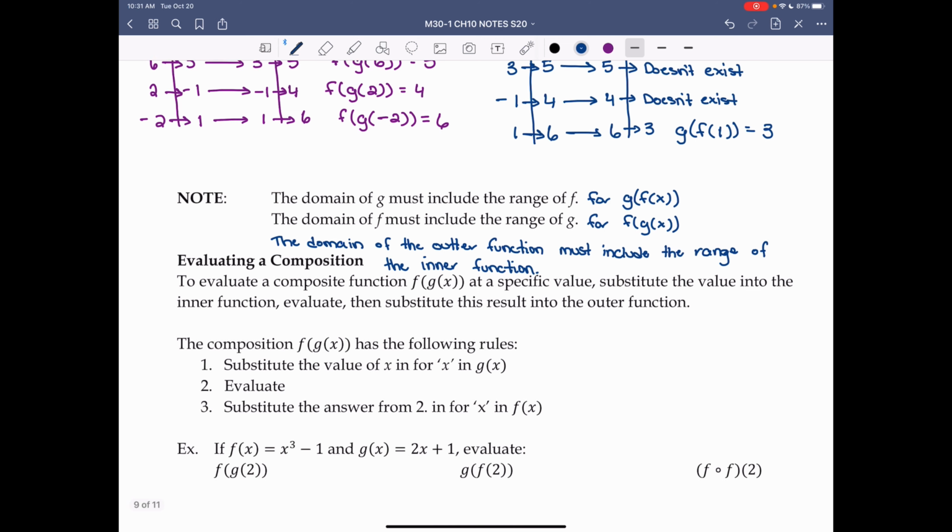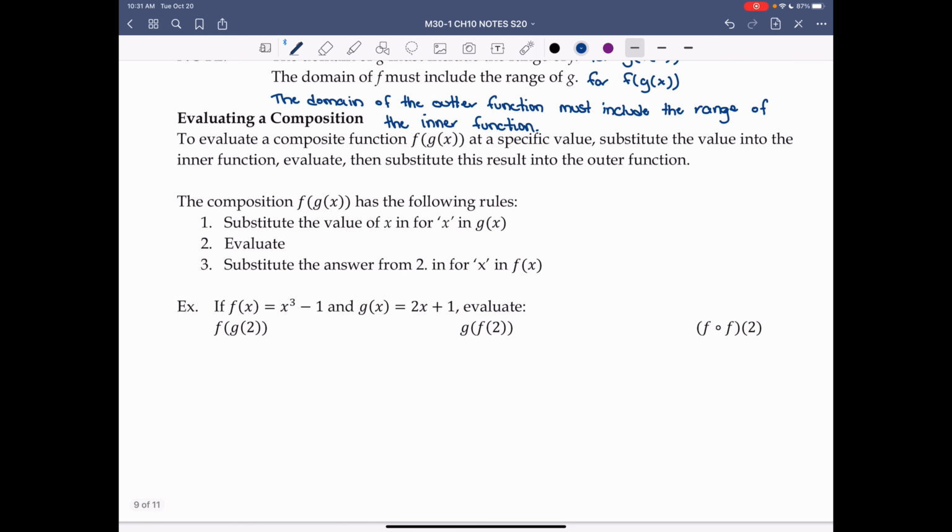Evaluating a composition. To evaluate a composite function f of g of x at a specific value, substitute the value into the inner function, evaluate, then substitute this result into the outer function. The composition f of g of x has the following rules. Substitute the value of x in for x in g of x, then evaluate, then substitute the answer from that in for x in f of x.